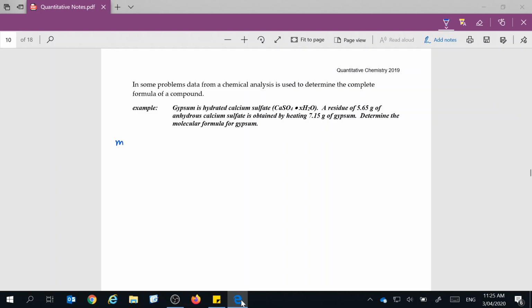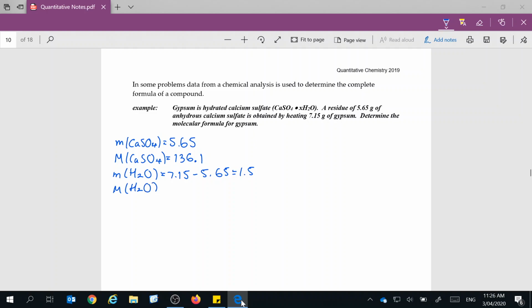Alright, the mass of calcium sulfate is, according to the question, 5.65. The molar mass of calcium sulfate is, and I did that earlier, 136.1. The mass of water is the mass of the whole thing minus the mass of calcium sulfate, isn't it? Which is 1.5. And the molar mass of water is 18.02.